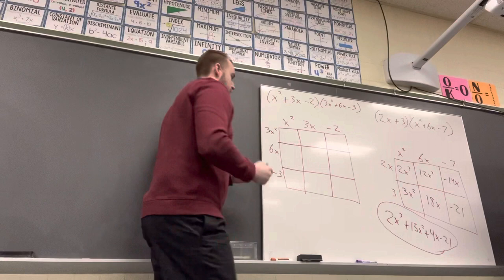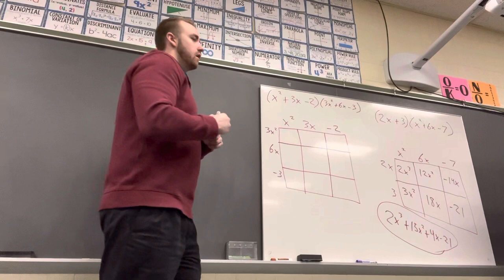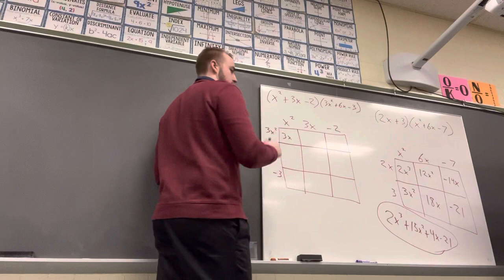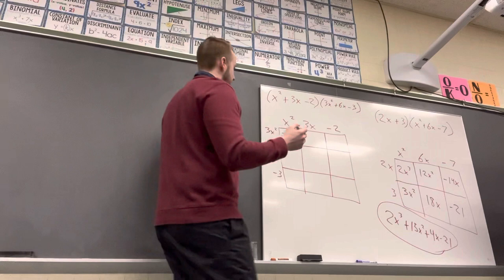So the first box, we have 3x squared times x squared. What do we get? 3x to the fourth, right? 3 times the invisible 1 gives us 3. And when you're multiplying exponents, you add them, right? So we have x, 2 plus 2 is 4. Good. The next box, we have 3x squared times 3x. We get what? 9x to the third.